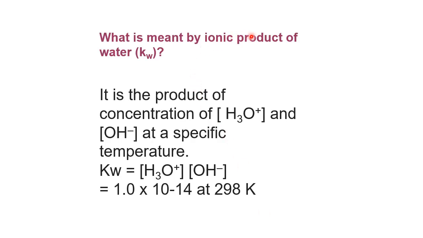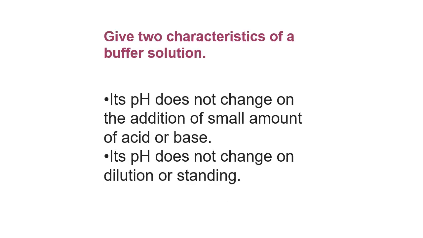What is meant by the ionic product of water? Very easy. H2O gives H plus and OH minus, and their product is called what? The ionic product of water, which is equal to 10 to the power minus 14 at normal temperature, that is 298 Kelvin. Please go through our session once again.